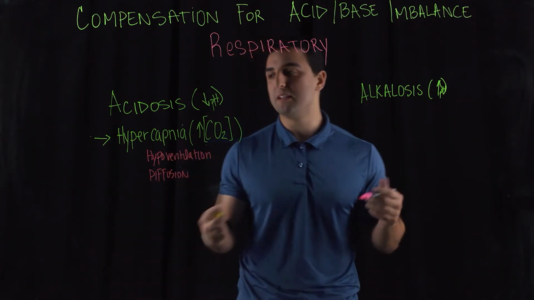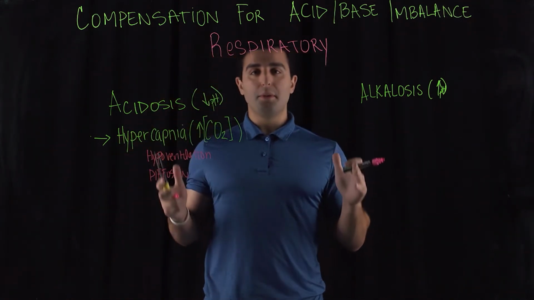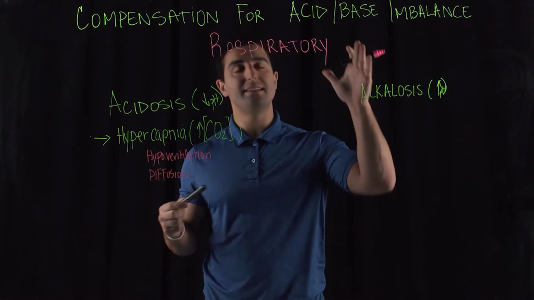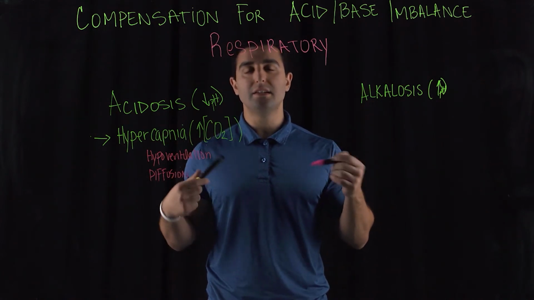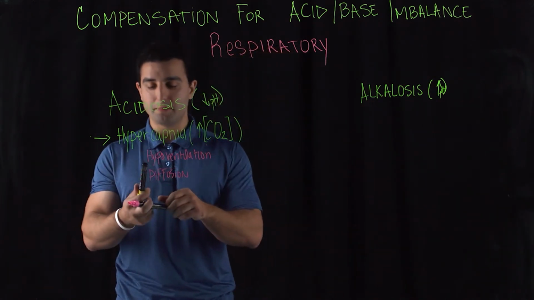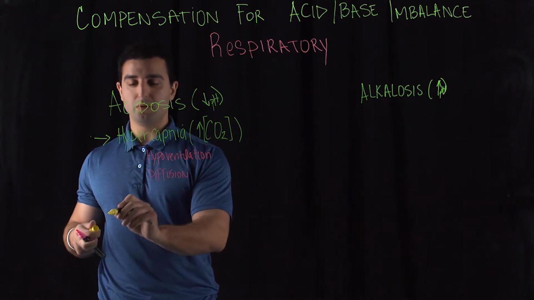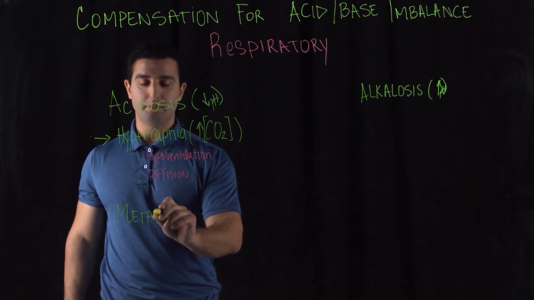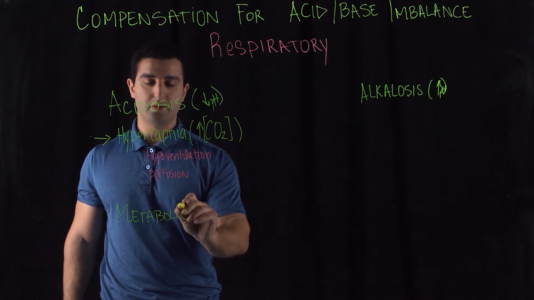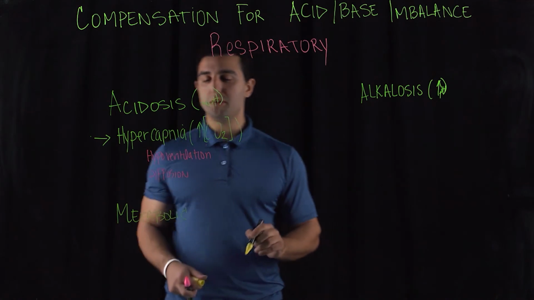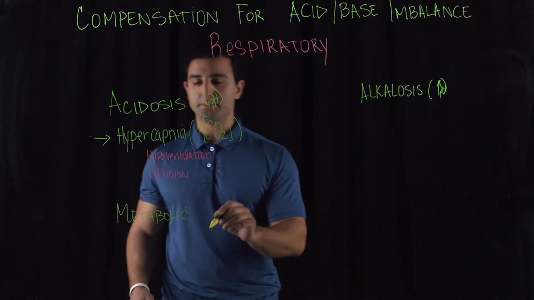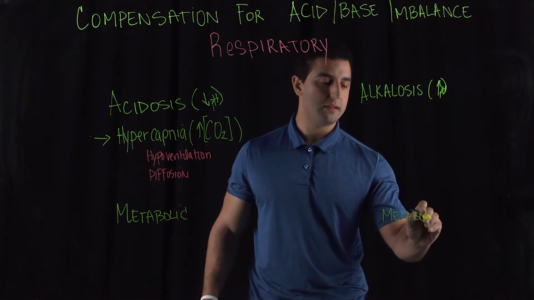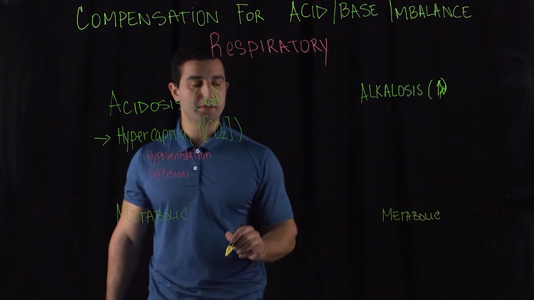So your body compensates for this. Respiratory homeostatic imbalances involving acidity and basicity are compensated via metabolic processes, right? So how does it do it metabolically? Both of them are compensated metabolically. So I put here metabolic compensation. So how would they compensate metabolically, right?